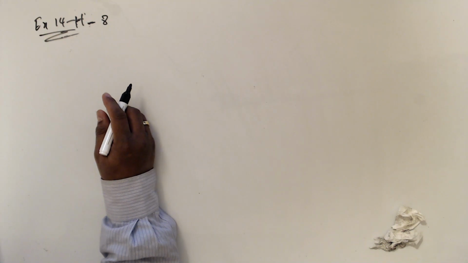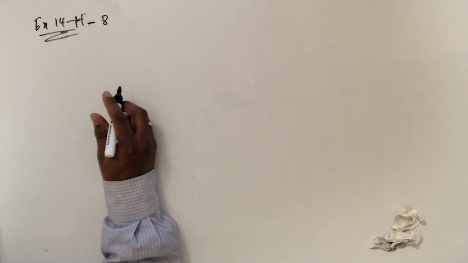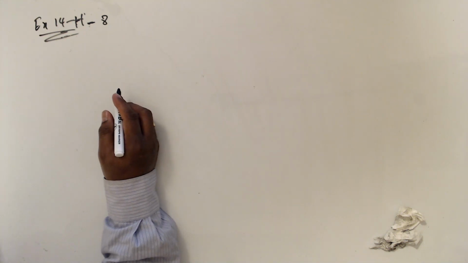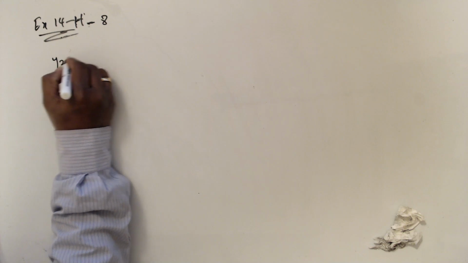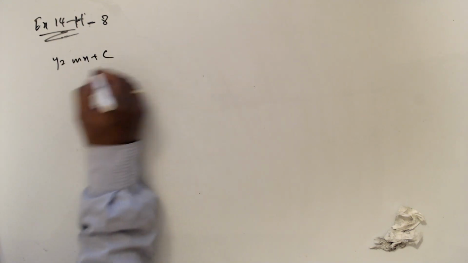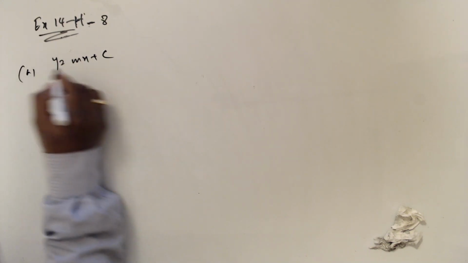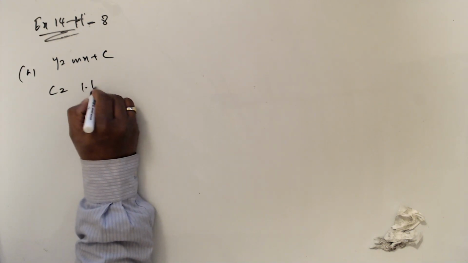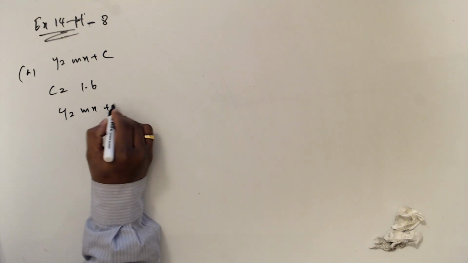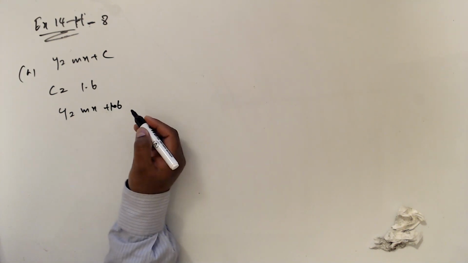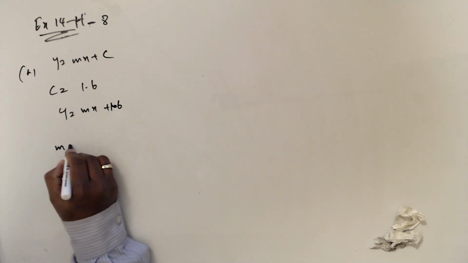Question number 8. I just read the first A part. Write down the equation of the line. So I can see a line. To write the equation, I should have 2 points or 1 point and an intercept. So y equal mx plus c. I can see c is 1.6. So y equal mx plus 1.6. And now I want to find gradient m.